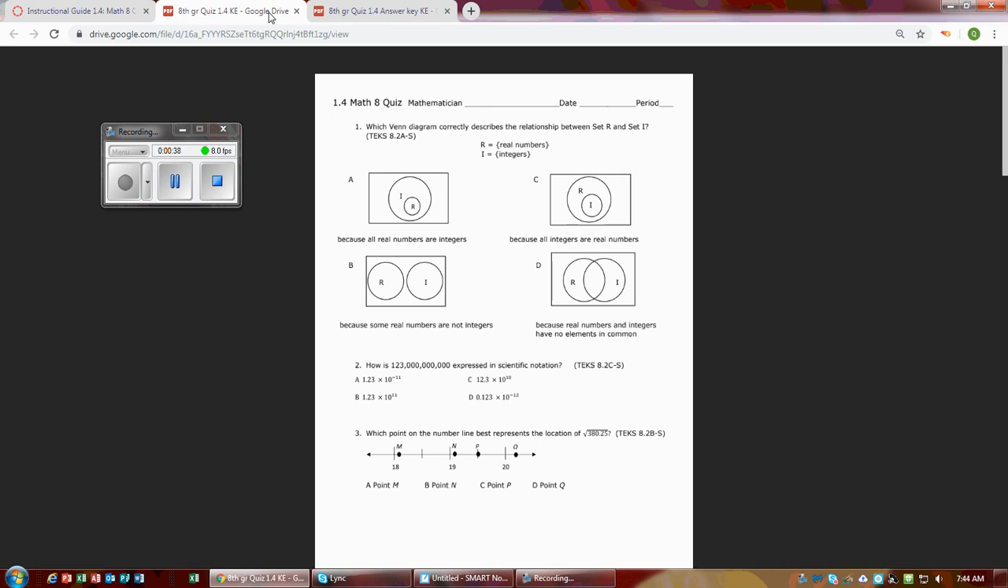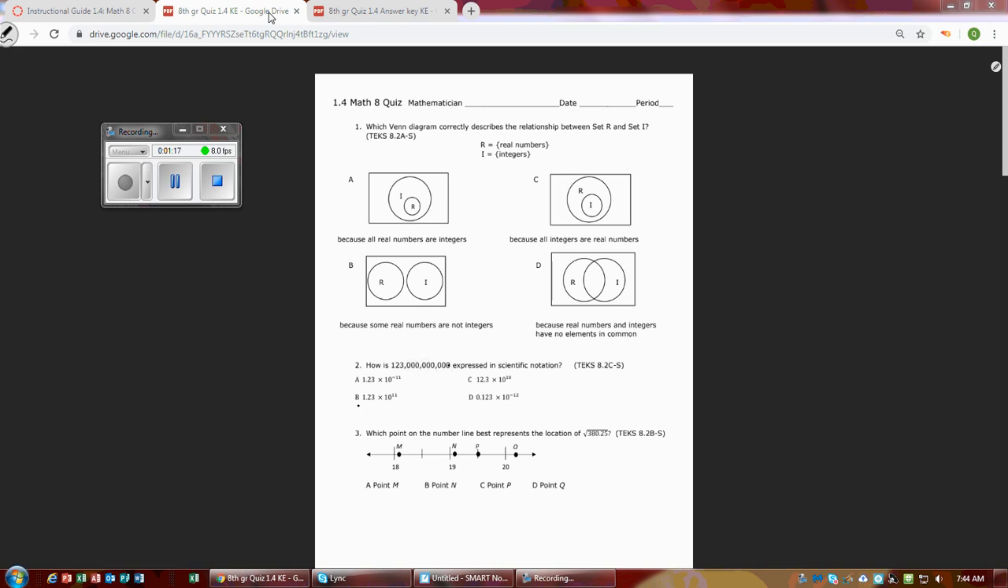Number 2, it says, how is this number expressed in scientific notation? So remember, your decimals are going to go right in there. You need to have a number and then a decimal. Since that's a big number, our exponent is going to be positive. So it's already not A and it's not D. Now we're going to count from behind the 0, 1, 2, 3, 4, 5, 6, 7, 8, 9, 10, 11. The answer was B. Remember, it has to be a number and then the decimal. So it's B.